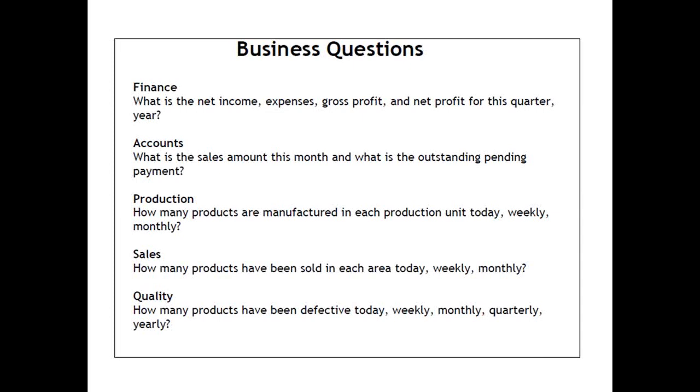And similarly, how many products are manufactured in each production unit today, weekly, monthly? Okay. So suppose, assume there is a production unit in the Mumbai location. There are 100 products being manufactured, and out of 100 products there are 2 products that are defective in quality. Those 2 products are defective and cannot be sold. Out of 100, 2 products are defective. Okay, so the remaining 98 products are there. So those 98 products can be sold.